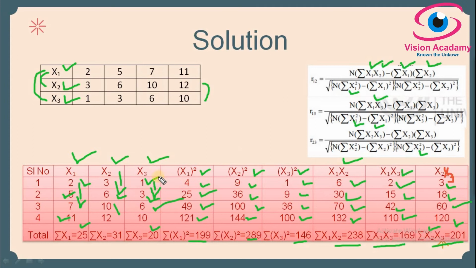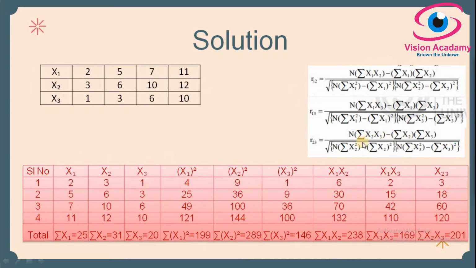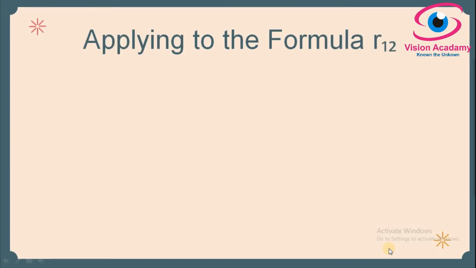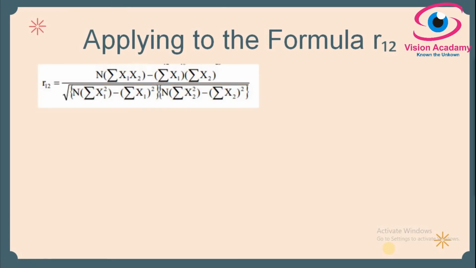We obtained all the details which are required to apply to these three formulas, that is R12, R13, R23. Then let us calculate each and every total correlation. So let us consider firstly R13.2. For that we need this formula. I have explained this formula already.